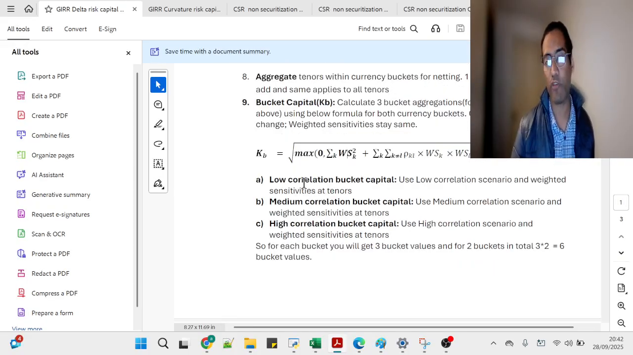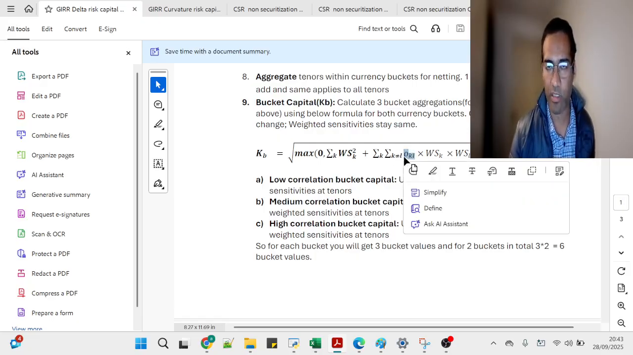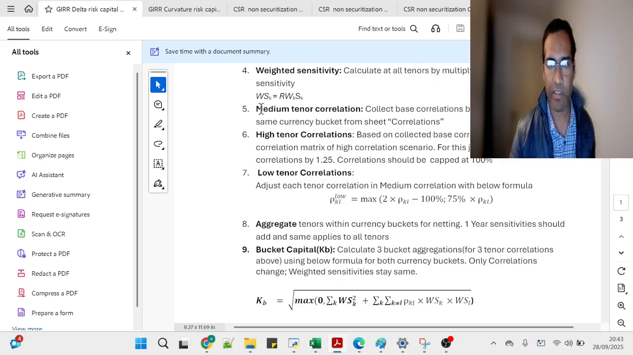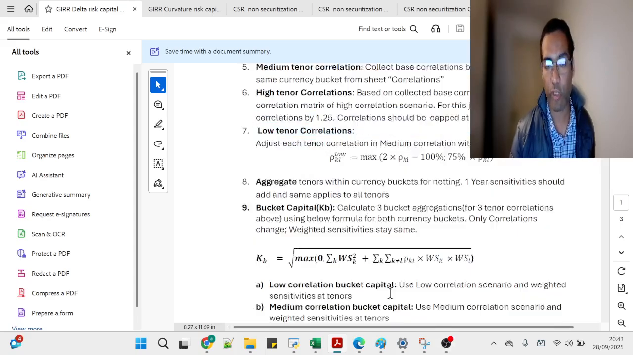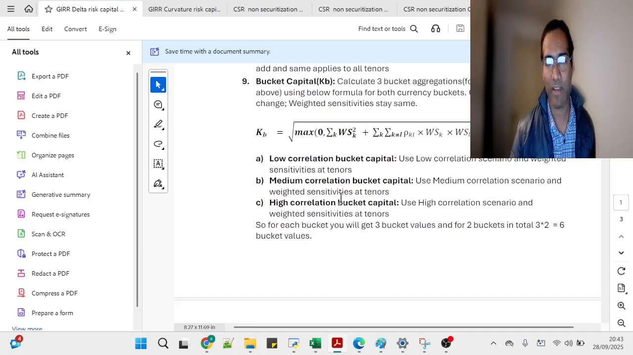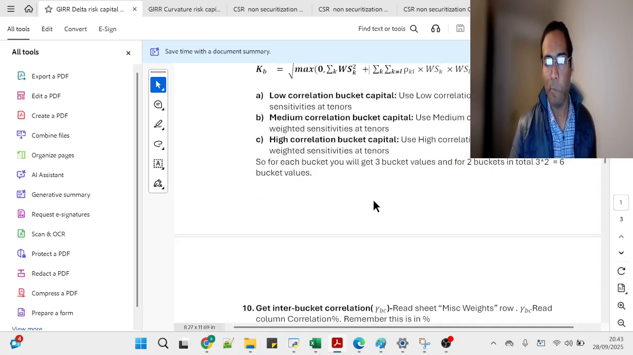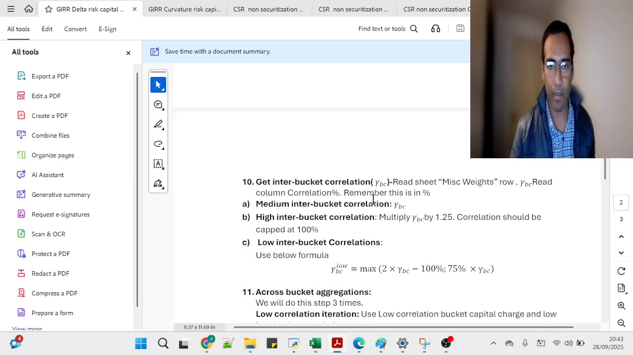Now you have calculated for USD. Remember, these are low, medium and high correlations. If you remember, we discussed low, medium, high correlations here. So you will get three bucket numbers. It's important to know the three bucket numbers: low bucket, medium bucket, and high bucket. Three bucket charges.